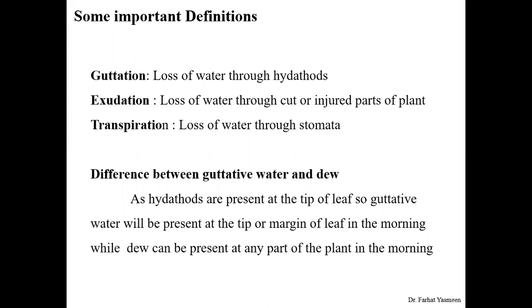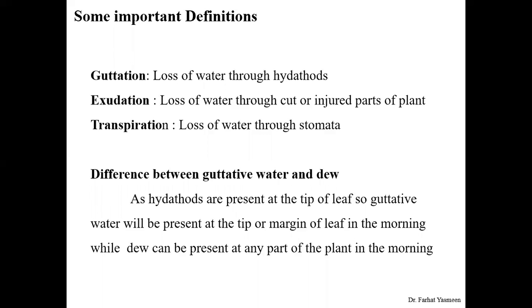While exudation is basically loss of water through cut or injured parts of the plants. It means if there is any injury because of any insect attack or disease, and water is being lost or removed from the plant, then this process will be called exudation. While transpiration is basically the loss of water through stomata, and this loss of water will occur whenever the stomata are open.